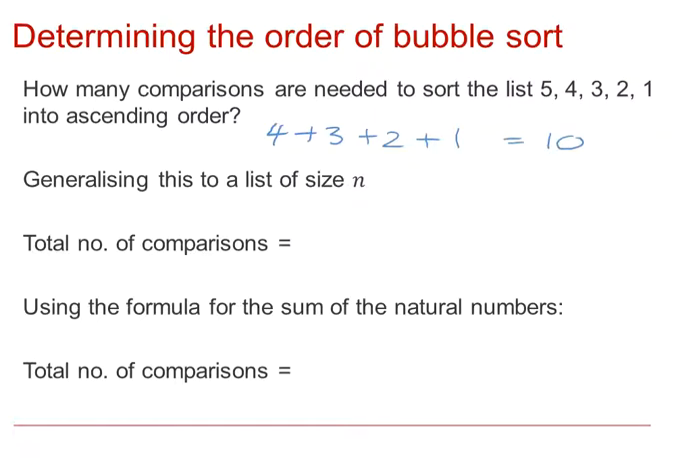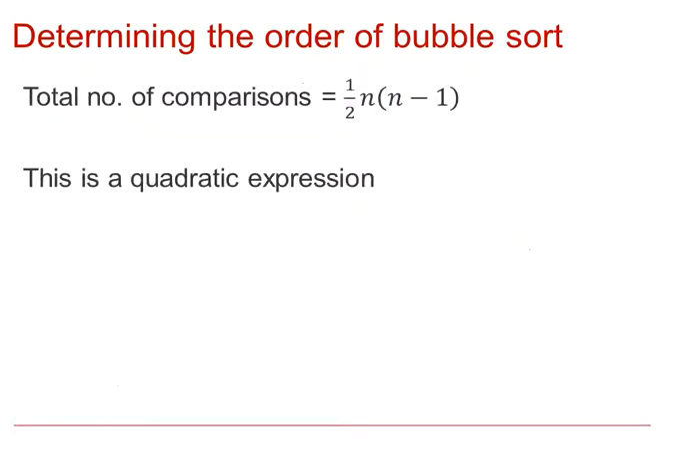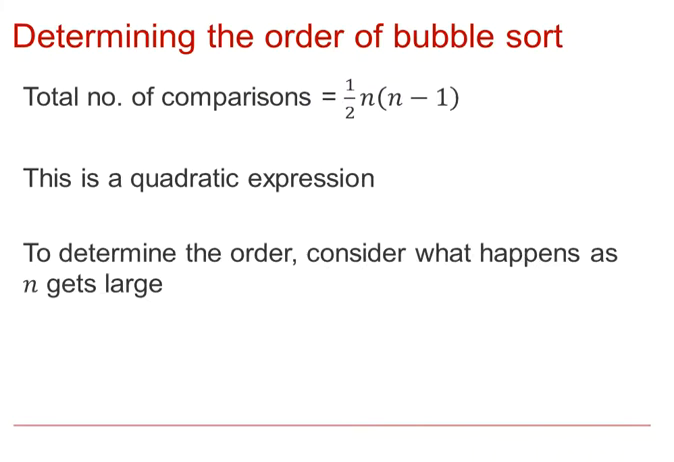comparisons in all. If we generalise this to a list of size n, then the total number of comparisons would be n-1 plus n-2 plus, and going on down until we got to 2 plus 1. Using the formula for the sum of natural numbers, this becomes n over 2, n-1 in total. As you can see, this will have an n squared term and therefore is a quadratic expression. To determine the order, consider what happens as n gets large, and we can see that it is of order n squared.